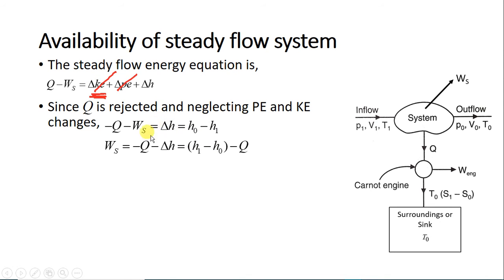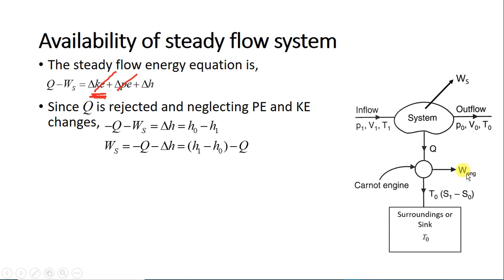So we are neglecting this. Now just shift the terms, take Ws on this side so it becomes positive. So Ws is equal to minus Q minus delta H. Now what is this delta H? It is the final state, the dead state, H0, minus the initial state H1. Since this is minus delta H, it becomes H1 minus H0, because this is negative delta H minus Q. So this is the equation of Ws.